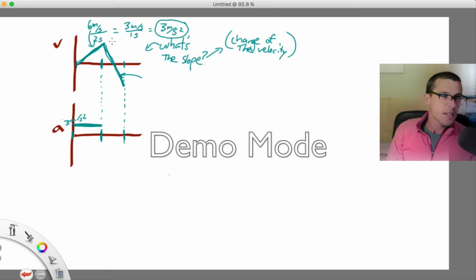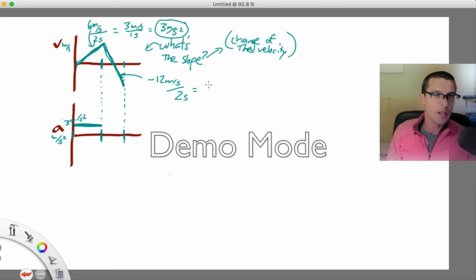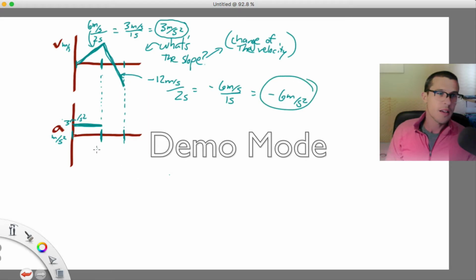Let's say here we measure it and we say, okay, it goes down. The rise here is negative 12 meters per second, because velocity is meters per second. And over here, the units for acceleration are meters per second squared. So it goes down 12 meters per second, and again, it's going 2 seconds. So the slope is negative 6 meters per second per second. That equals negative 6 meters per second squared, and that is an acceleration.